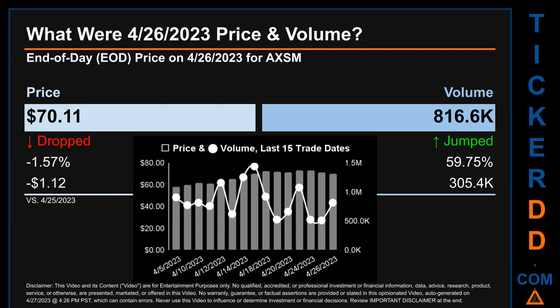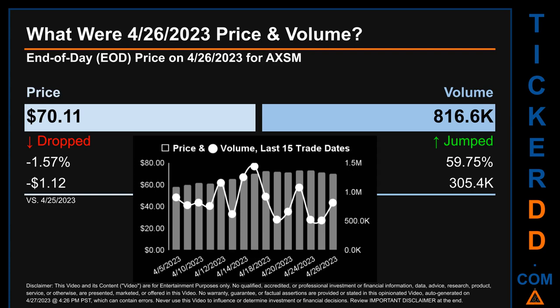On Wednesday, April 26, 2023, AXSM had an end-of-day price of $70.11 and volume of about 816.6 thousand. Compared to the previous trading day, the price dropped 1.57%, losing $1.12, while volume jumped 59.75%, increasing about 305.4 thousand.